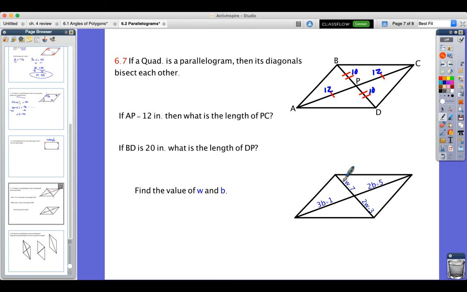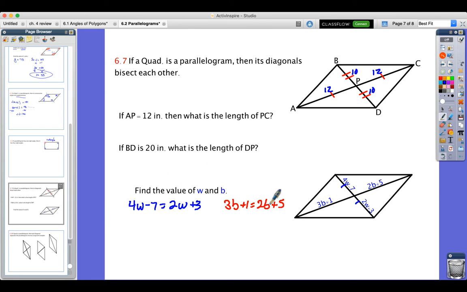So for W, again, like we said, these are equal to each other, so we set them equal to each other. We'll say 4W minus 7 equals 2W plus 3. And then I'm going to just change the color so we don't get confused. For B, same thing. We set them equal to each other, so 3B plus 1 equals 2B plus 5.